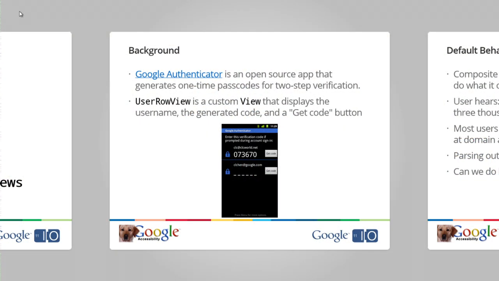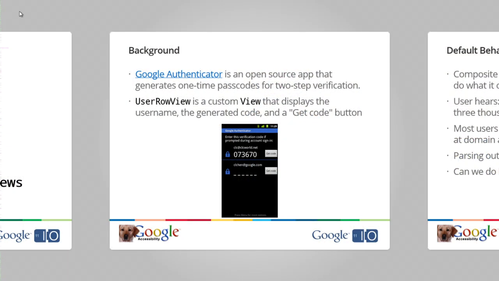So let's look at an example of how we can make a custom view more accessible. For this example, I'm going to use an actual product that we have. This product is called Google Authenticator. It's an open source application. It's designed to generate one-time passwords. So this is for users who are interested in doing a two-step authentication process, where the first step they type their password, and then for a second step, there's an application that they run on their phone. And they click on get code, it gives them a number, and they type it in. And that's an additional physical token to ensure that the user is who they say they are.